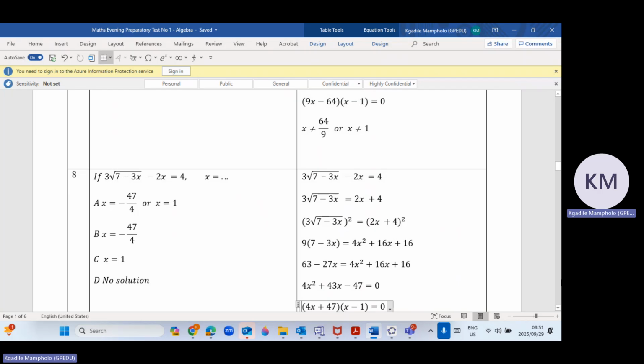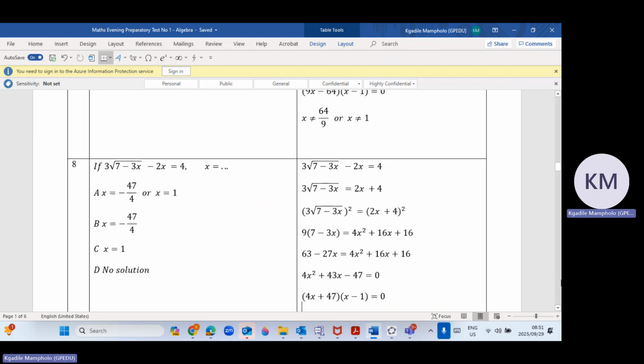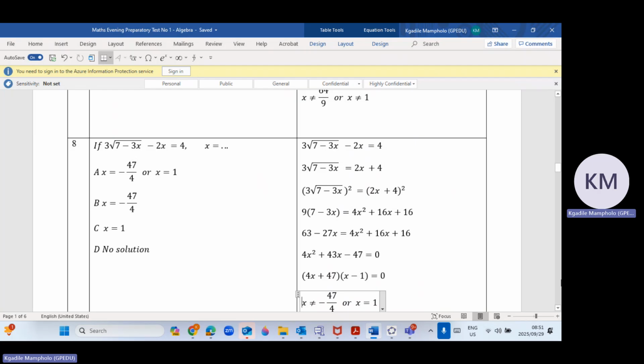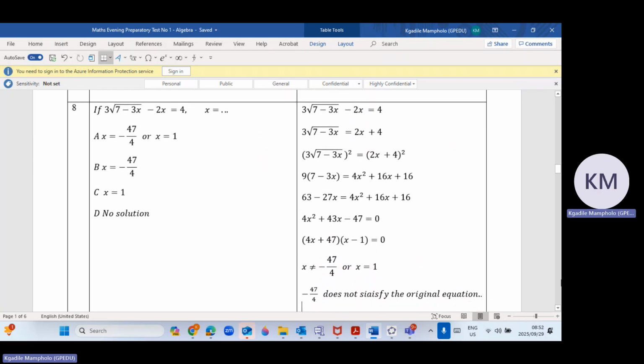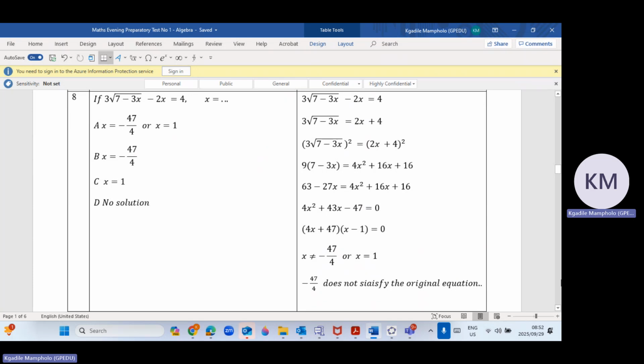Like in this example, 8 is a square root. First step, you isolate the square root. You take negative 2x to the other side, then you have 2x plus 4, square both sides. Then you get the answer, and then simplify it, write it in standard form. Remember, there's a mark for writing this in correct standard form. So make sure that your standard form is correct. Then you can use the quadratic formula again. Leave the space for this. When you use the quadratic formula, you'll get negative 47 over 4 and 1.